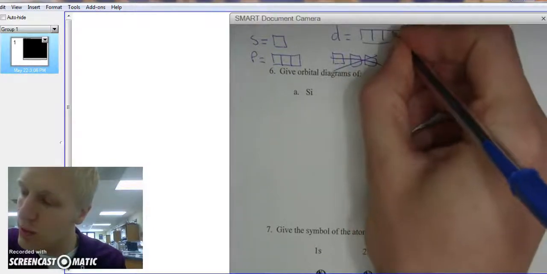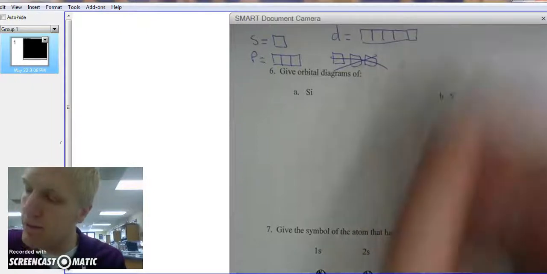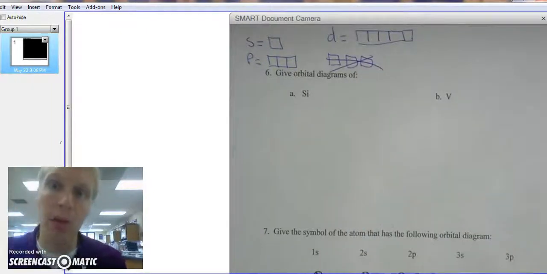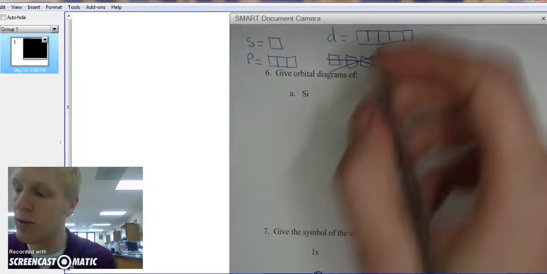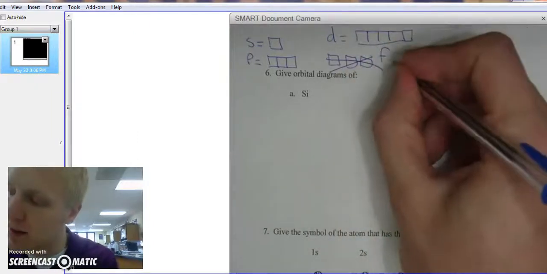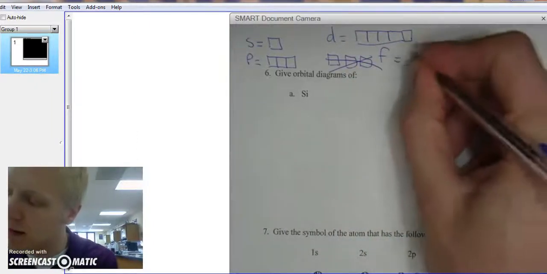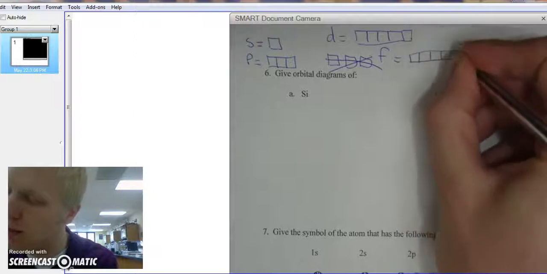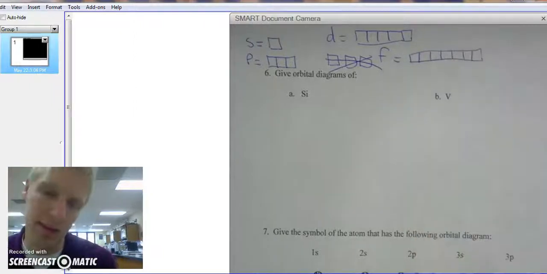The d orbital then has 5 boxes together. 1, 2, 3, 4, 5. And each box represents a suborbital. The d orbital has 5 suborbitals. And then the f is going to have 7 boxes or suborbitals. 1, 2, 3, 4, 5, 6, 7.